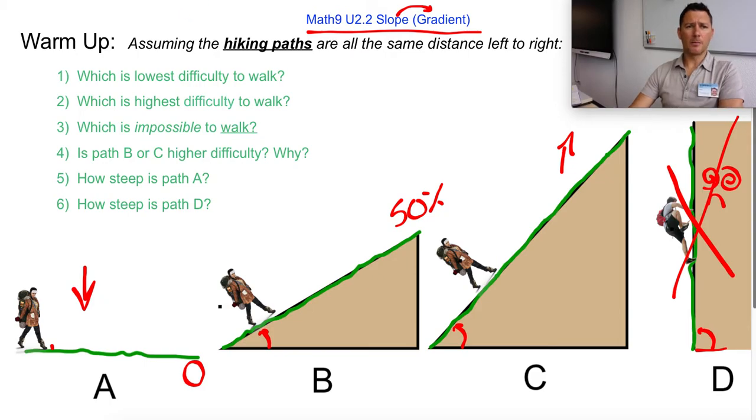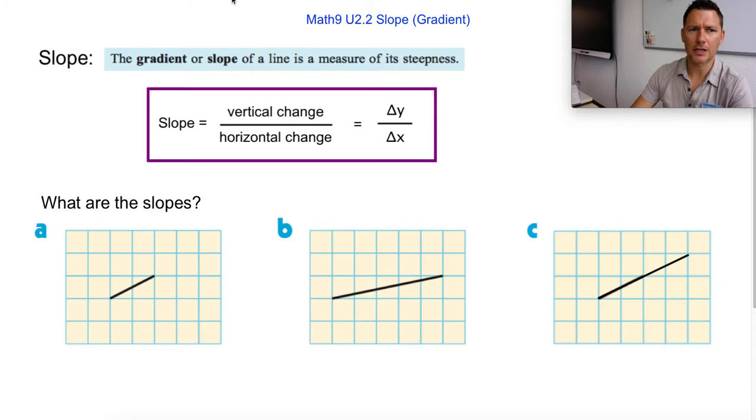All right, that's the basics behind slope, but here's what I'd like you to do: put this in your notes. The gradient or slope of a line is the measure of its steepness. And we talk about slope as how much it goes up divided by how much it goes over. How much the vertical changes divided by the horizontal change.